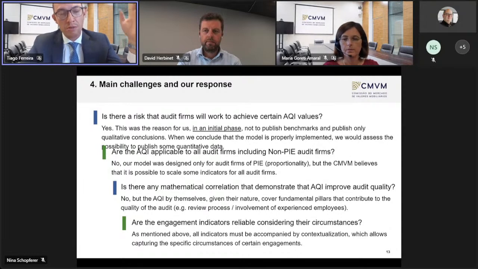So until now, we have not disclosed any quantitative results. We only disclose in the Portuguese market some qualitative results: tenders, perceptions, risks. And of course, we will probably evolve each year if we have good assurance that the data will not create a dangerous situation, that is, firms working to achieve certain AQI values.